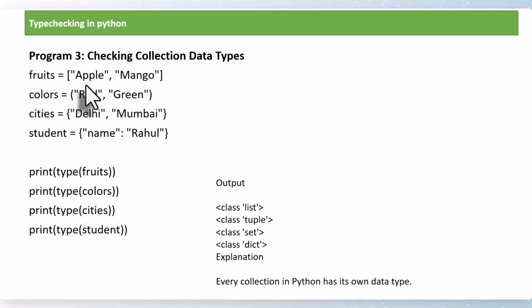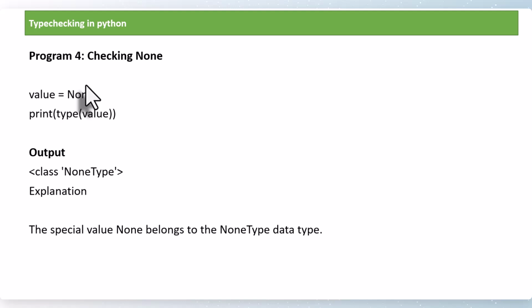So we have different data types here. We even have None. You can take value equal to None and see the type of this value. It is NoneType. The special value None belongs to the NoneType data type.